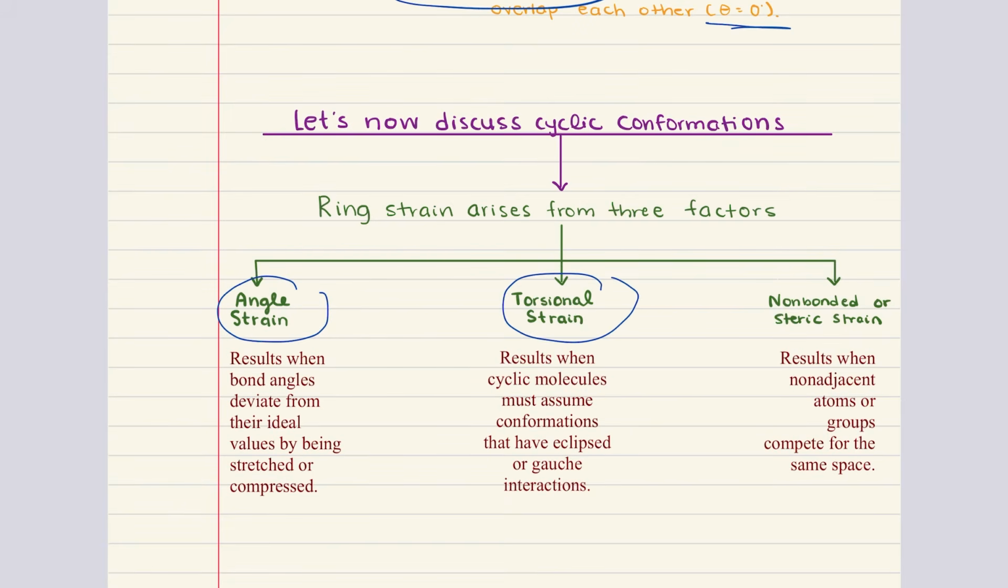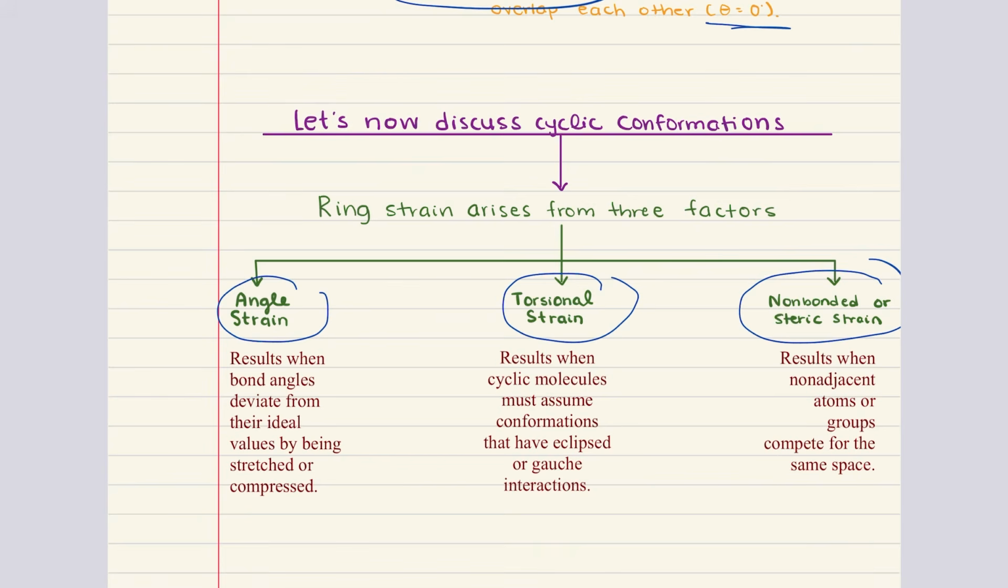The second factor is torsional strain. This is caused by eclipsed or gauche interactions between bonds in the ring, and that leads to electron repulsions and increased energy. Finally, we have our third factor, which is non-bonded strain, also called steric strain. This results from non-adjacent atoms or groups crowding into the same space and causing destabilizing interactions.